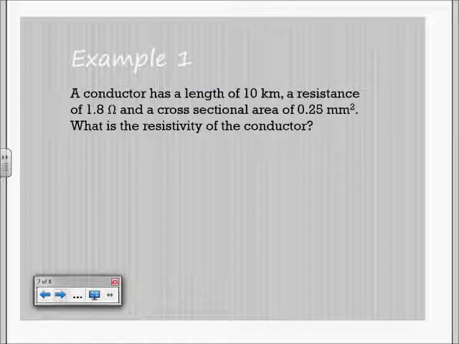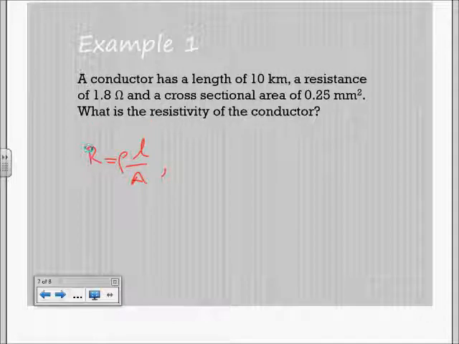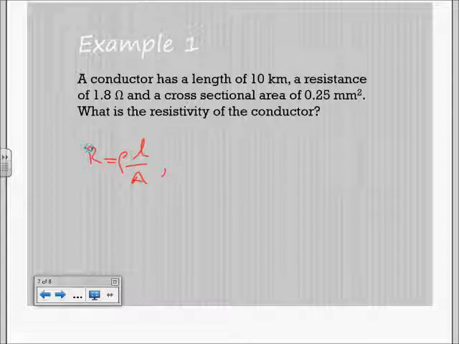All right, another example for you to have a go at then, using this formula. So we're saying R equals rho L over A. So in this particular case, you're asked to work out the resistivity. You can do that. Something's just gone wrong with my pen here. There we go, rho equals, and work out the resistivity just by rearranging the formula.